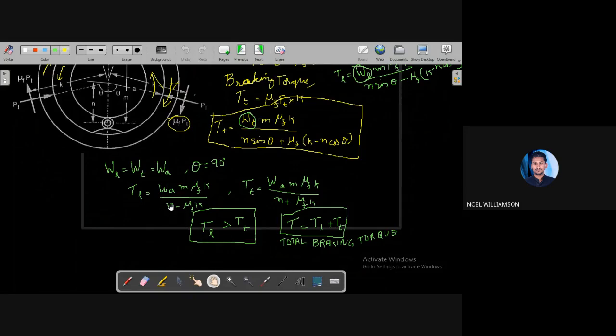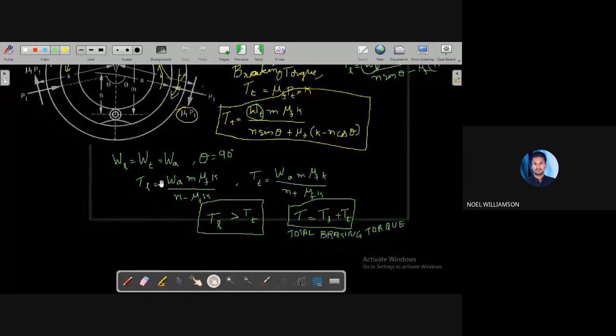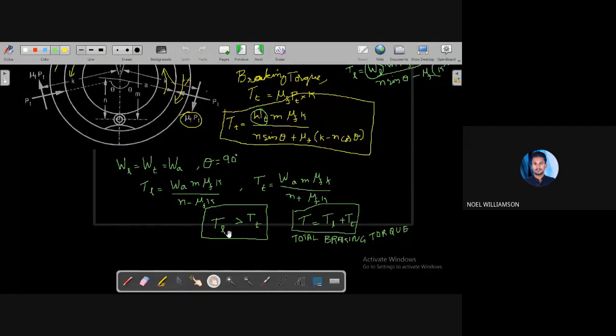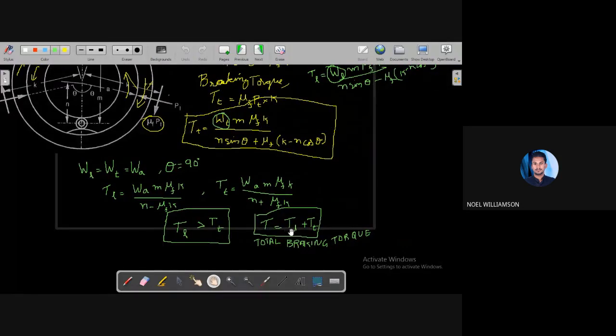We know that n is positive, μ_f is positive, and k is also positive, so the value n − μ_f · k will always be less than n + μ_f · k. As a result, in this relation the denominator is decreasing for the leading shoe and increasing for the trailing shoe. So T_T will be less than T_L, and the total braking torque is T = T_L + T_T.